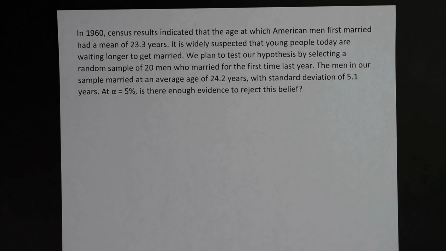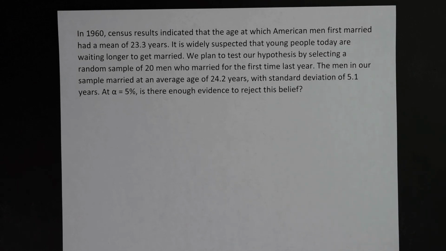So the question states this: in 1960, census results indicated that the age at which American men first married had a mean of 23.3 years. It is widely suspected that young men today are waiting longer to get married. We plan to test our hypothesis by selecting a random sample of 20 men who married for the first time last year. The men in our sample married at an average age of 24.2 years with a standard deviation of 5.1 years. At alpha equals 5%, is there enough evidence to reject this belief?